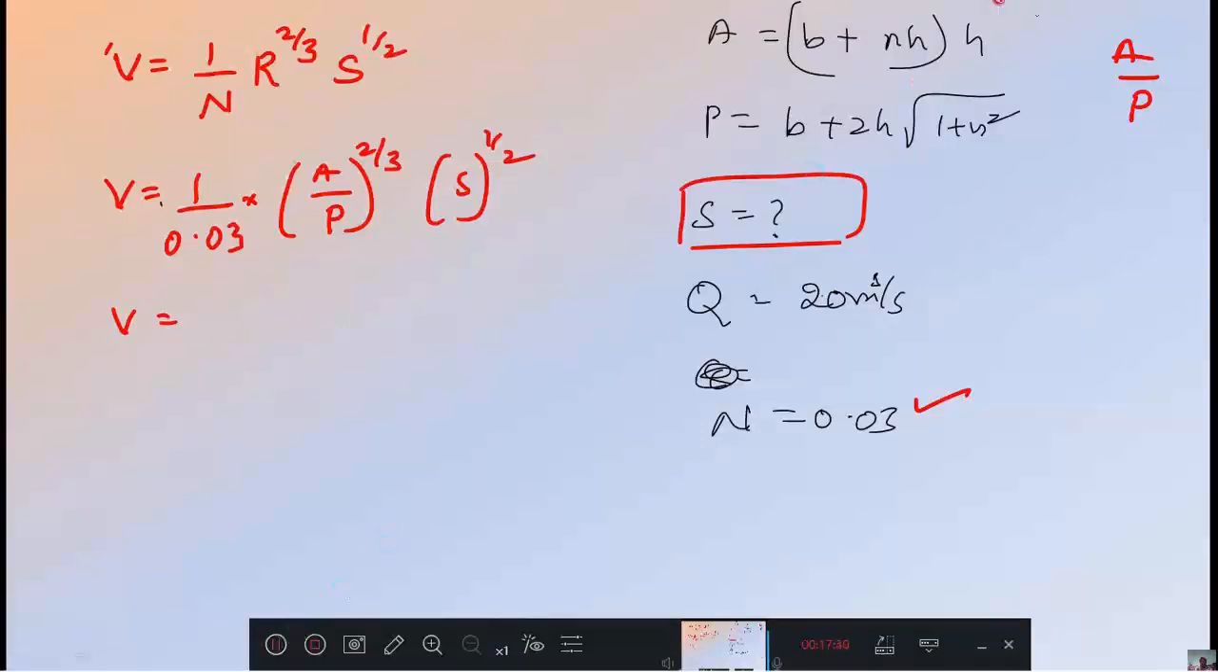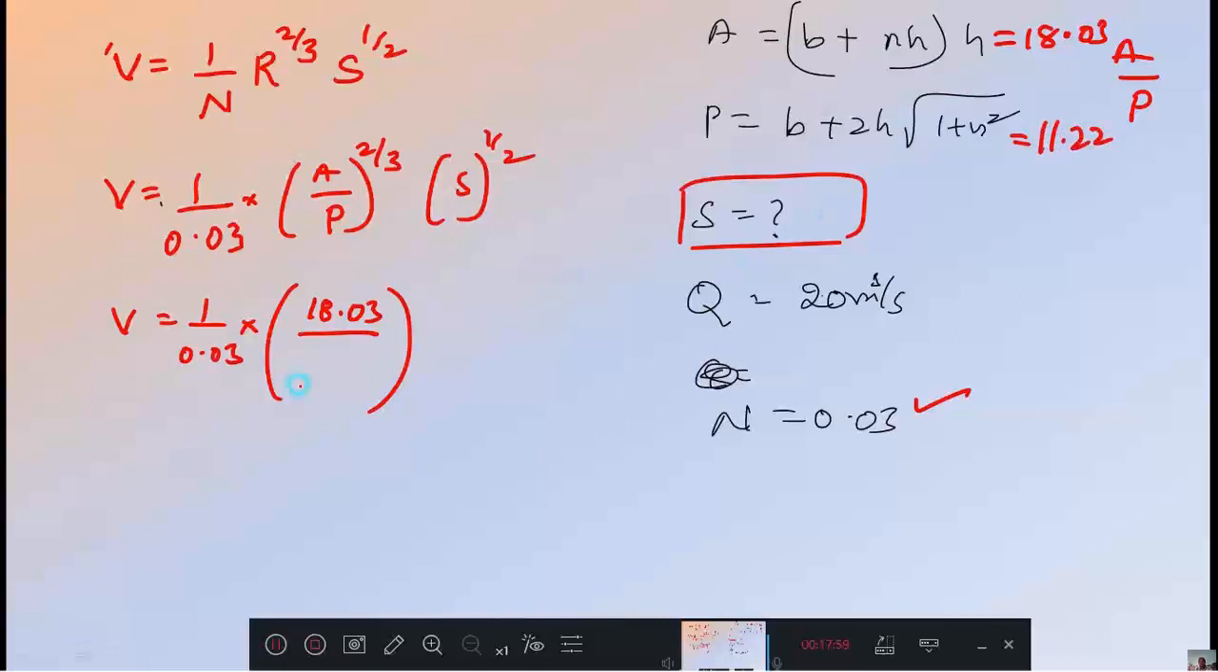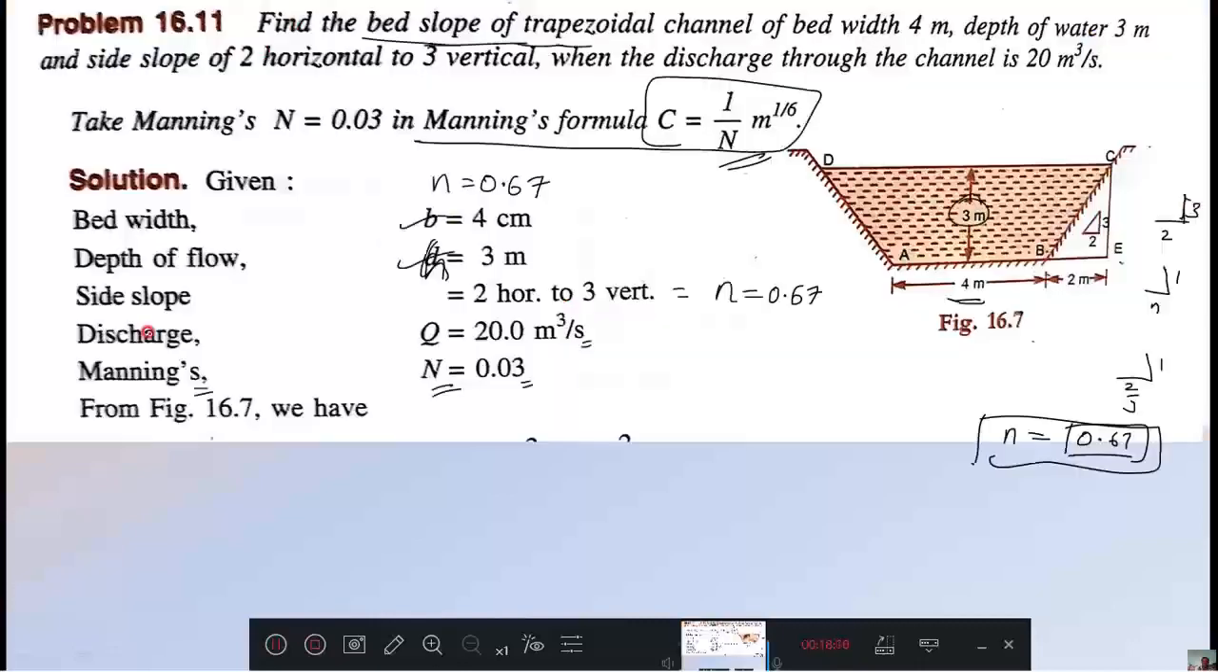Area I am getting 18.03. Therefore 1 by 0.03 into 18.03 divided by perimeter, I want. This perimeter is 11.22, that I will write, 11.22 to the power 2 by 3, S to the power 1 by 2. Okay, then do you know this answer? You don't know? Do you know?